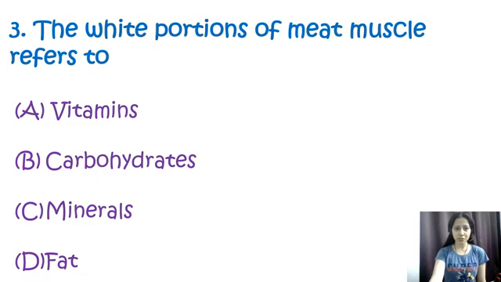Next, question number 3. The white portion of meat muscle refers to: options are vitamin, carbohydrate, mineral or fat. So over here my correct option will be option D, that is fat. The white portion of meat muscle basically refers to the fat.